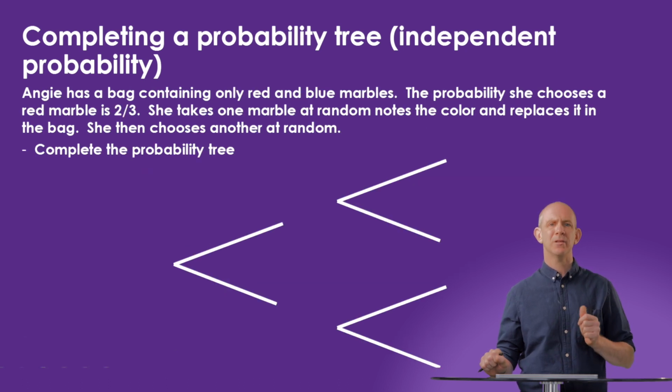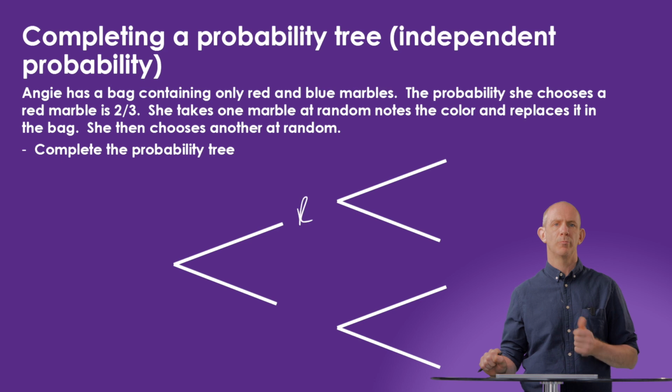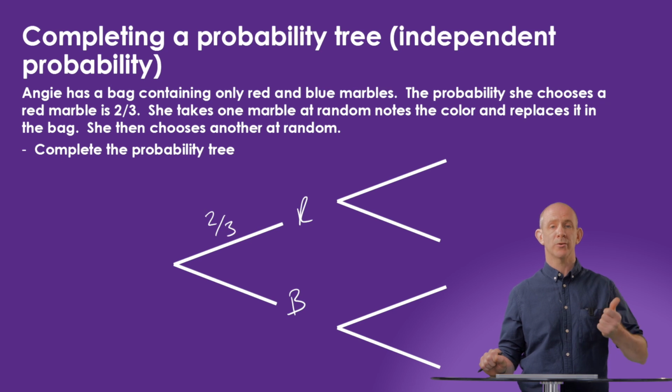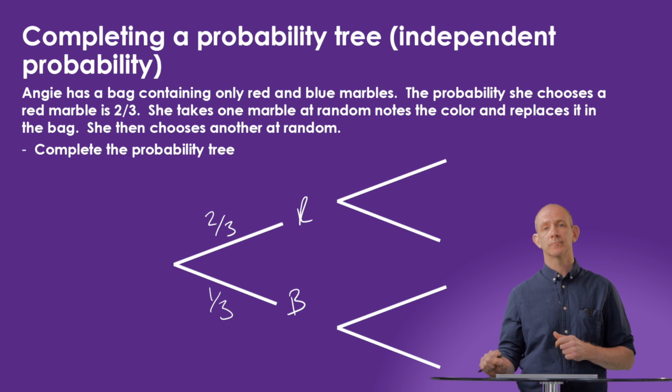Let's start by labelling these branches either red or blue. As the chance of getting a red marble is 2 over 3, we can write that on this branch to the red marble. If all the possibilities add up to make 1, then the chance of getting a blue marble must be 1 over 3. And we can write that here.